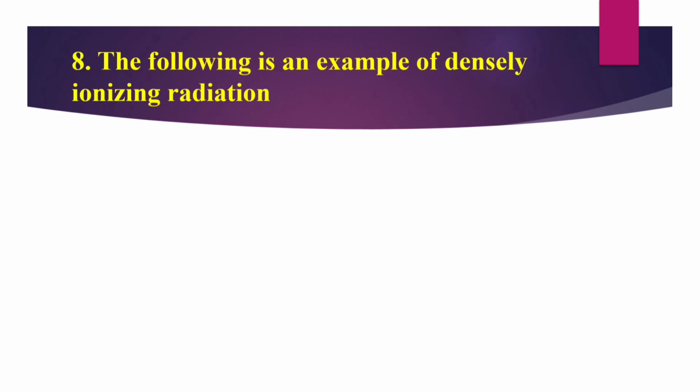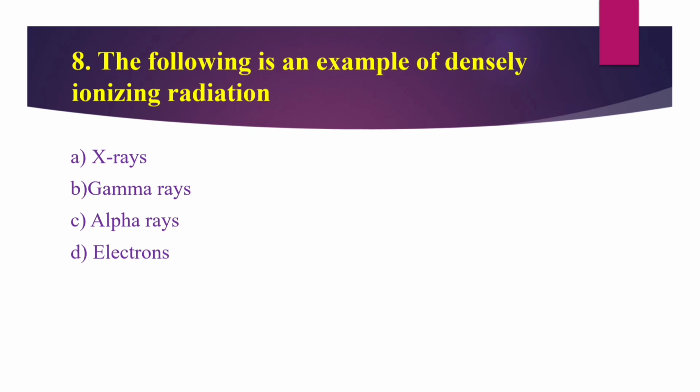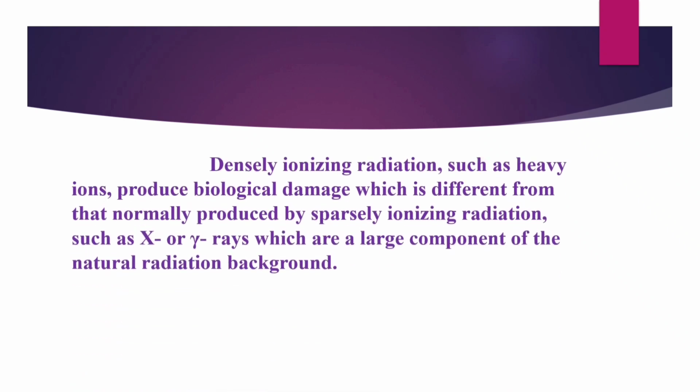The following is an example of densely ionizing radiation. Option A, X-ray. Option B, gamma rays. Option C, alpha rays. Option D, electrons. The answer is option C, alpha rays. So an example for densely ionizing radiation is alpha rays. Now let's see the explanation.